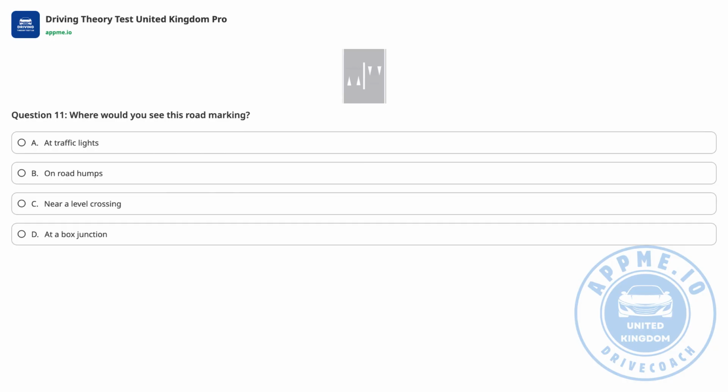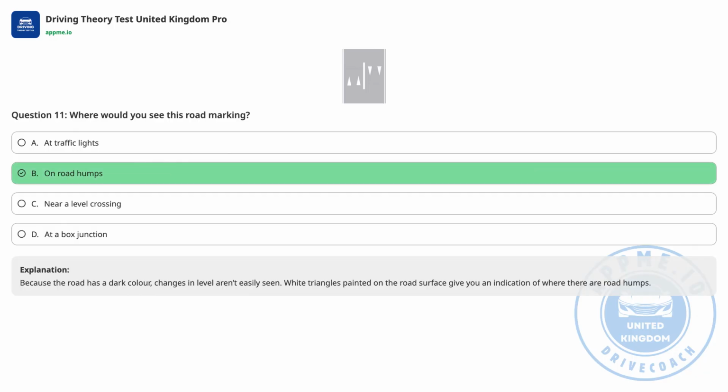Question 11. Where would you see this road marking? A. At traffic lights. B. On road humps. C. Near a level crossing. D. At a box junction. The correct answer is B.